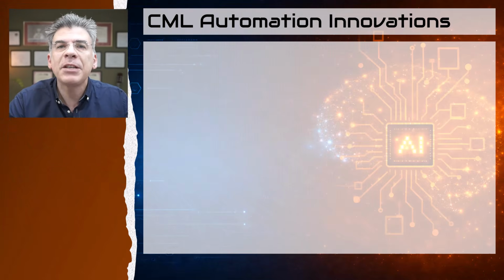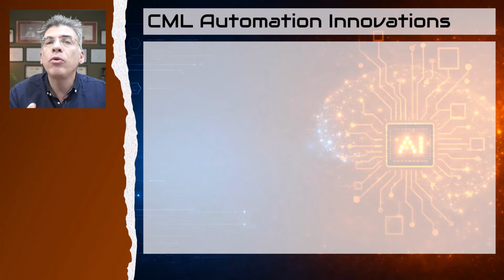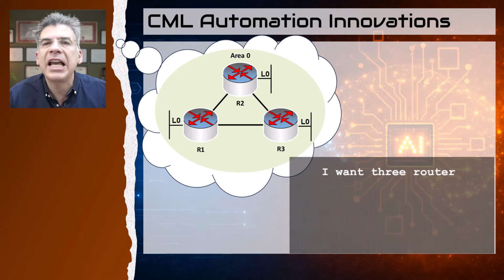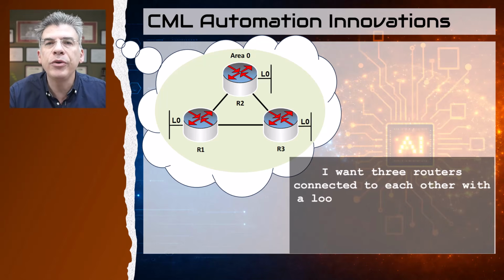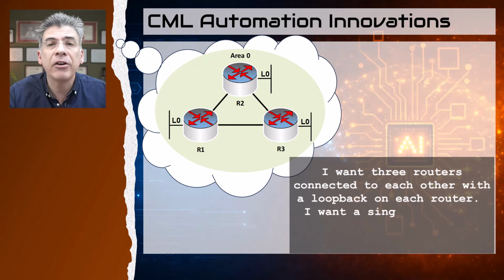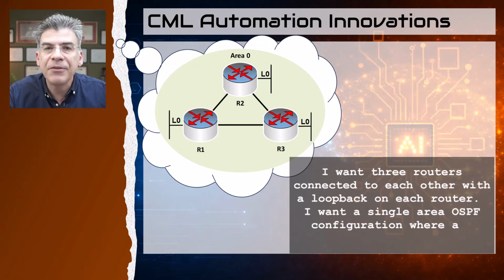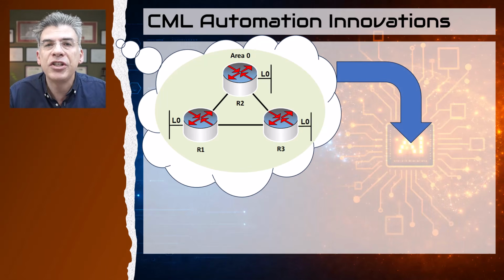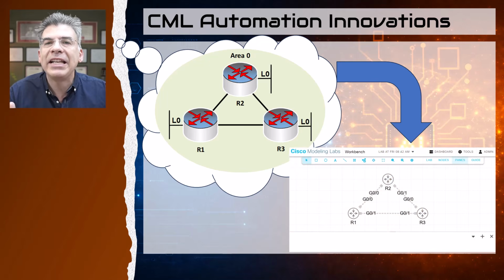But before I tell you what an MCP server is, let me explain further the capabilities that this whole setup provides. Imagine that you have a specific topology in your mind and you want to describe it in natural language. Something like, I want 3 routers connected to each other with a loopback on each router. I want a single area OSPF configuration where all loopbacks are advertised. Now imagine CML takes that natural language prompt and interprets it and creates a topology with all of that already set up. Now that's really amazing, isn't it?